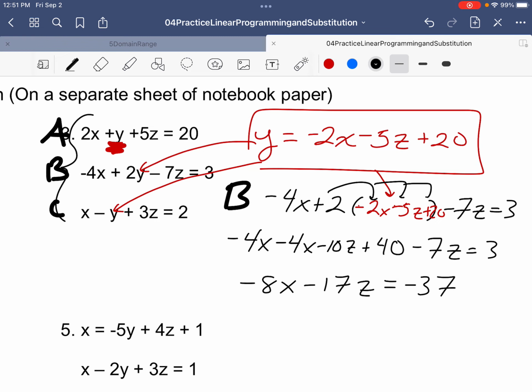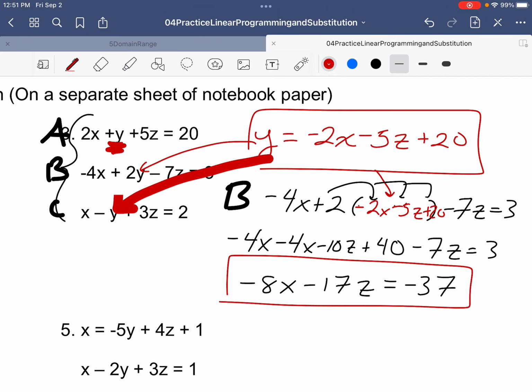But I need another equation. How do I get that other equation? That's right. You're going to substitute in again, but you've got to substitute into the equation we haven't used yet. Once you do that, you want to take what you get and put it with what we just found, and then you've got to do the substitution method again with your smaller, simpler system.